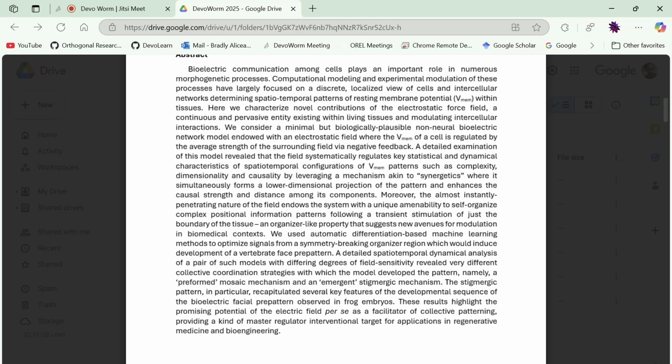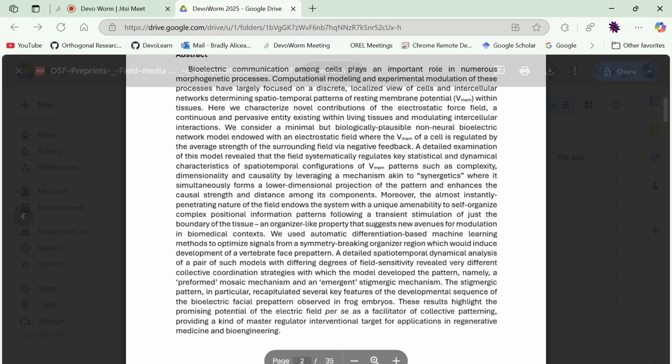It's some sort of mechanism that reinforces an initial pattern. So it may be a preformed pattern. It may be something that emerges from the most likely interactions and is then amplified accordingly. The stigmergic pattern, in particular, recapitulated several key features of the developmental sequence of the bioelectric facial pre-pattern observed in frog embryos. So they're able to see this analogy with frog embryos.